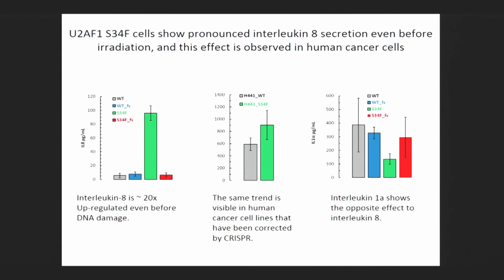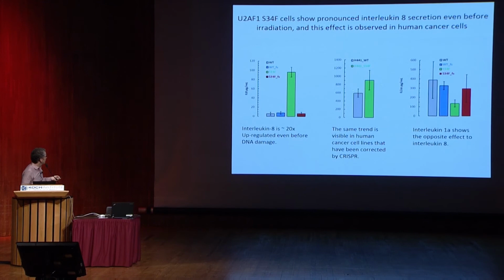We correct this S34F mutation, and we see these IL-8 levels go down. It's not the same magnitude of change that we see in our isogenic lines, which is shown here on the left. So this is IL-8 in the isogenic lines. This is all before damage, so we see wild type, we see a haploinsufficient, we see this S34F, and then again, we completely rescue that. But it is in the same direction, which is encouraging.